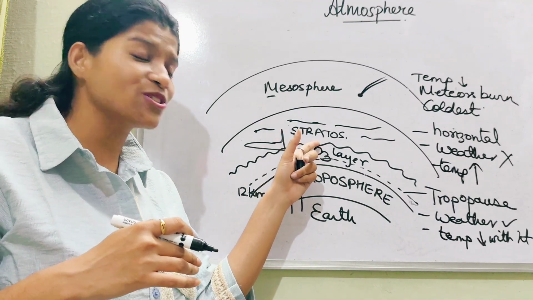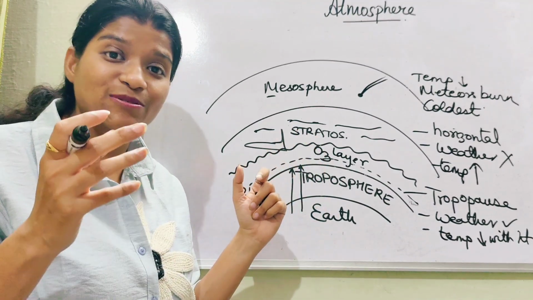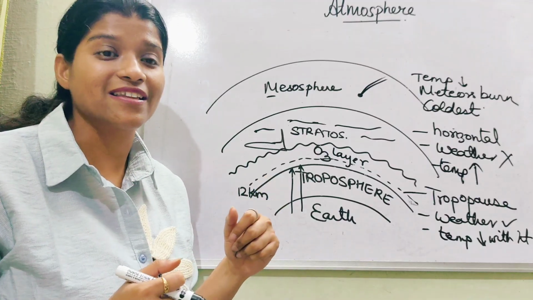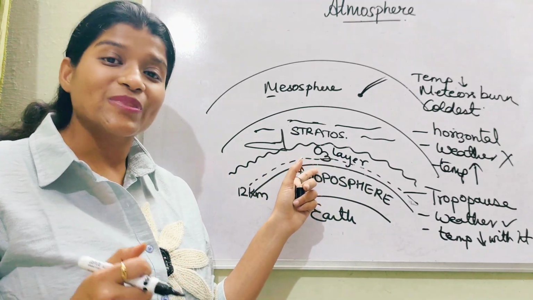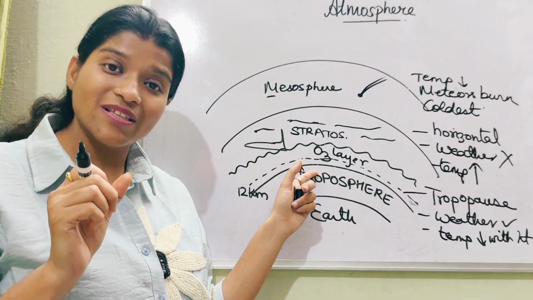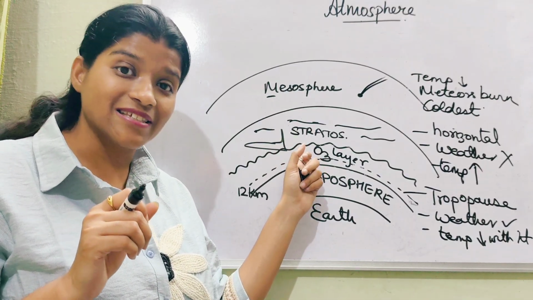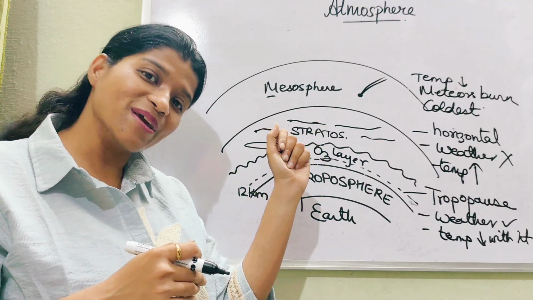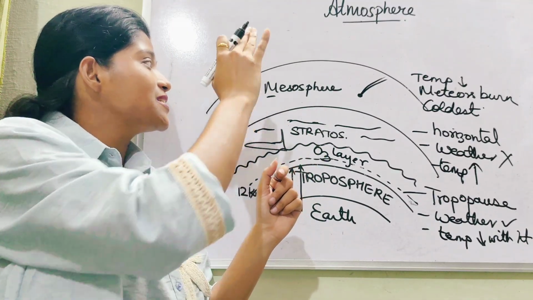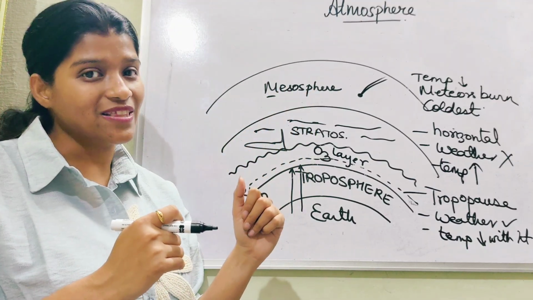Why does the temperature increase in the stratosphere? Because this layer is absorbing the UV rays of the sun. There is the ozone layer in the stratosphere, and the ozone layer absorbs the UV rays of the sun. So that's why temperature in this layer increases gradually with height. Now the third layer is the mesosphere. Here again temperature decreases with height.